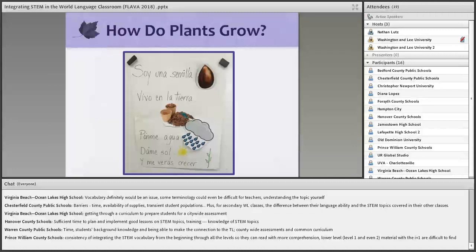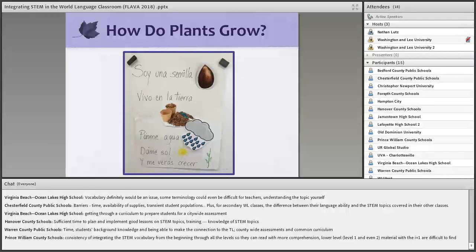So here is a sample of my Spanish teacher colleague in our primary school. This is a little chant that comes from a song that she uses with her kindergarten students when they're talking about botany and how plants grow. And notice her use of visuals.